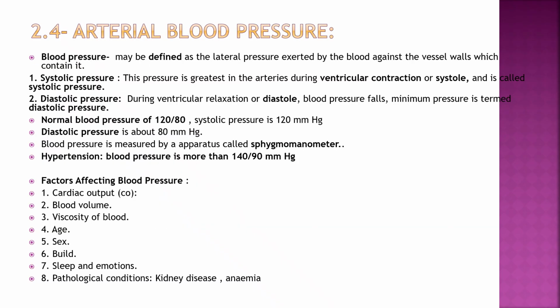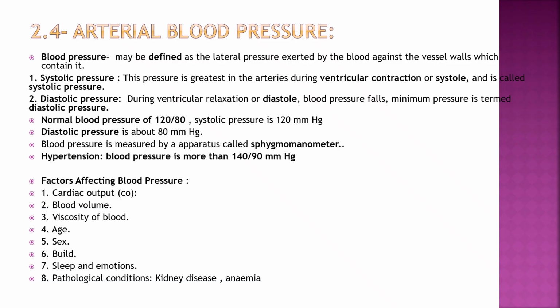Arterial blood pressure. Blood pressure is defined as the lateral pressure exerted by blood against the vessel walls. It is of two types, systolic and diastolic. The maximum pressure exerted during ventricular contraction is called the systolic pressure, and the minimum pressure during ventricular relaxation, that is diastole, is called diastolic pressure.